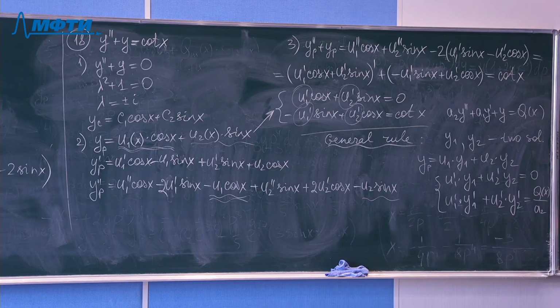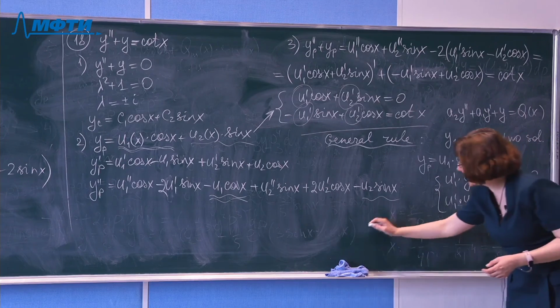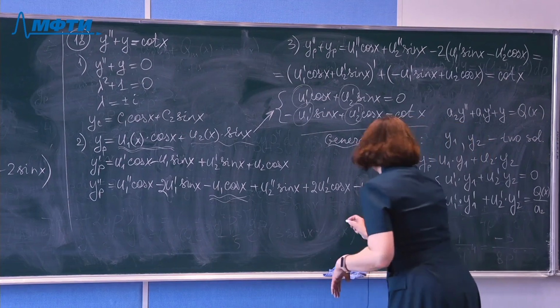And the right side is divided by a2, by this coefficient, right? By a2, q of x divided by a2. So this rule was proved in the preceding lecture. It is recorded. You may watch this lecture again, and this linear system was obtained in the general case, right? But our problem is a particular case of this general rule. And it is not difficult to memorize this due to the following reason.